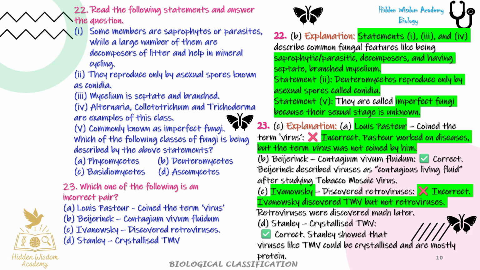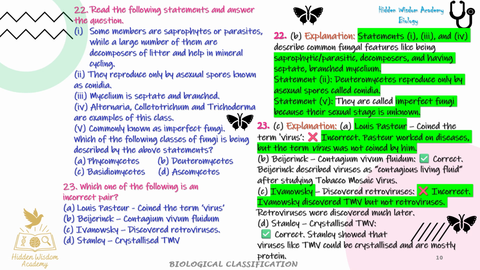Question 23. Which one of the following is an incorrect pair? Option A. Louis Pasteur coined the term virus. Option B. Beijerinck, Contagium vivum fluidum. Option C. Ivanovsky, discovered retroviruses. Option D. Stanley, crystallized TMV.